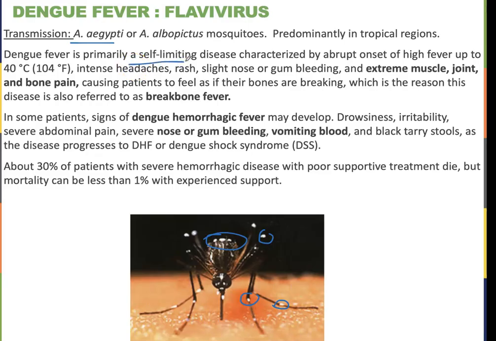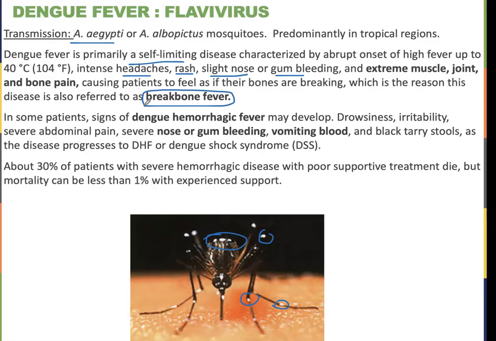However, it can get really, really bad. So if you do have a worse form of this disease, you'll get a really, really high fever really fast. You'll have intense headaches, a rash, and then you'll start bleeding, nose bleeding or gum bleeding. And then the nickname for this is breakbone fever, because this also causes your muscles to ache, and it causes you to feel like your bones are breaking.